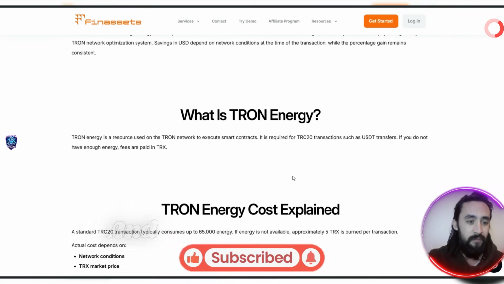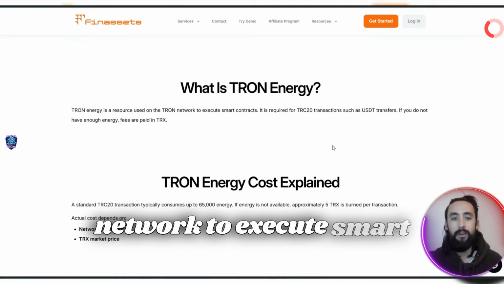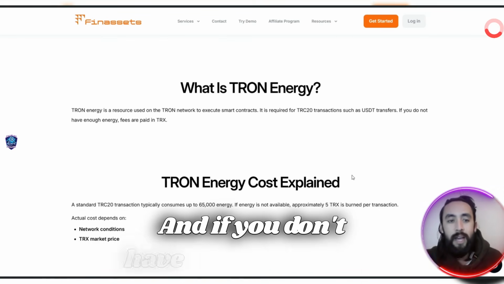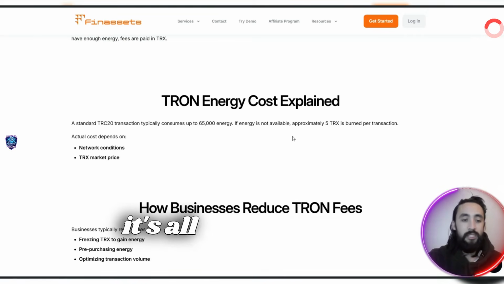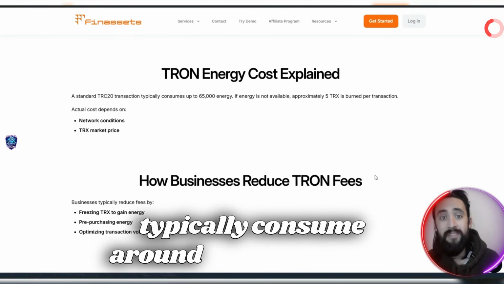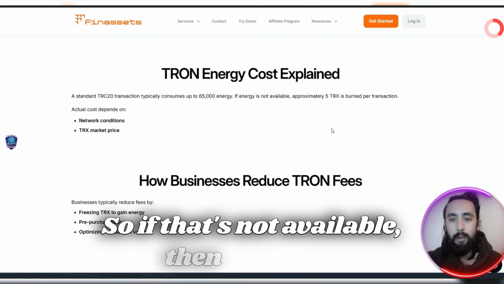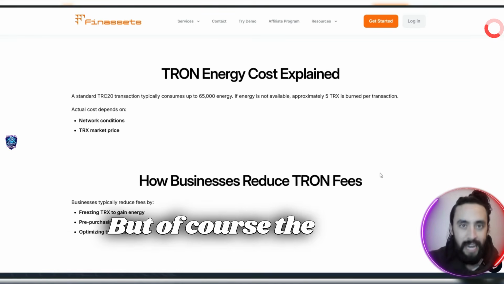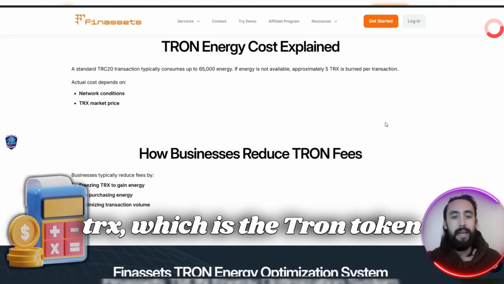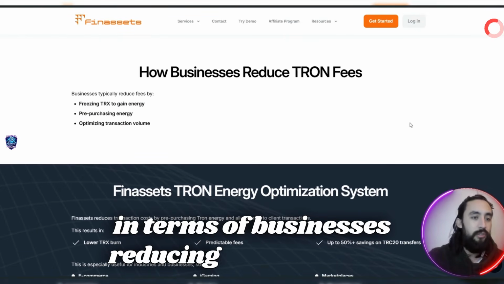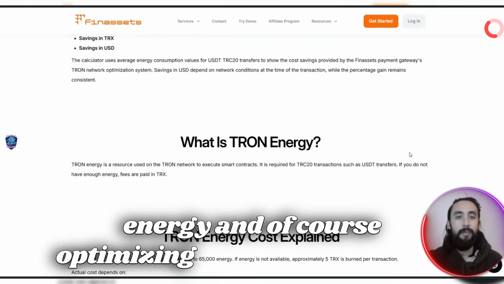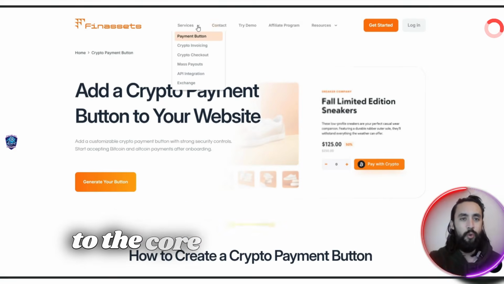And what is energy in a nutshell? It's a resource used on the Tron network to execute smart contracts, and it's required for TRC20 transactions such as USDT transfers. If you don't have enough energy, then fees are paid in TRX. It's all explained here. A TRC20 transaction will typically consume around 65,000 energy. If that's not available, then around 5 TRX is going to be burned per transaction. Of course, the actual cost depends on network conditions, as well as the market price of TRX, which is the Tron token, at that specific time. Businesses can reduce those fees by freezing TRX, pre-purchasing energy, and of course, optimizing transaction volume.